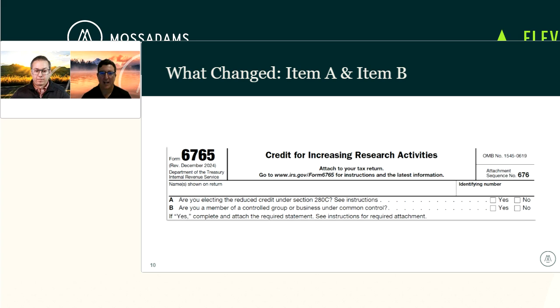Item B asks whether you are a member of a controlled group or business under common control. Again, this isn't a new concept in the context of computing research credits. We've always considered controlled groups and businesses under common control in terms of how we aggregate costs in the computation and allocate the credit amounts and showing them on a statement. However, for those of you that are members of a controlled group, you're now required to attach a much more extensive statement to the tax return itself.